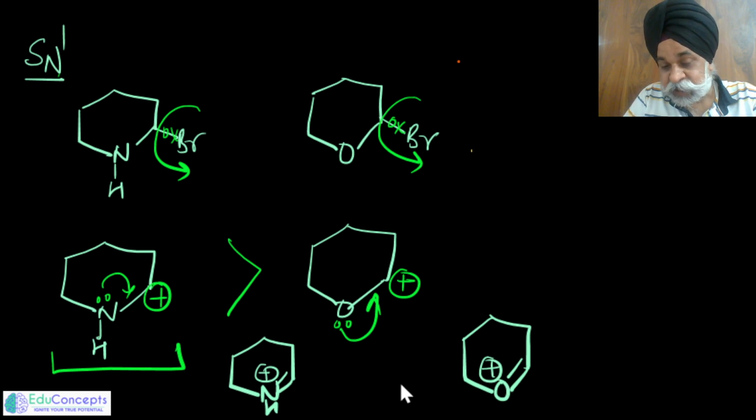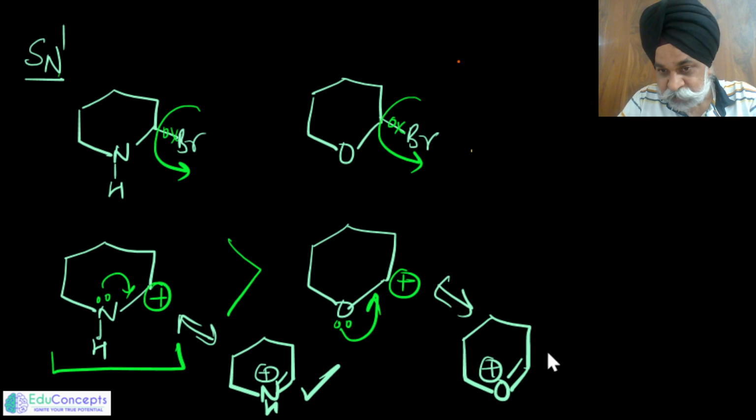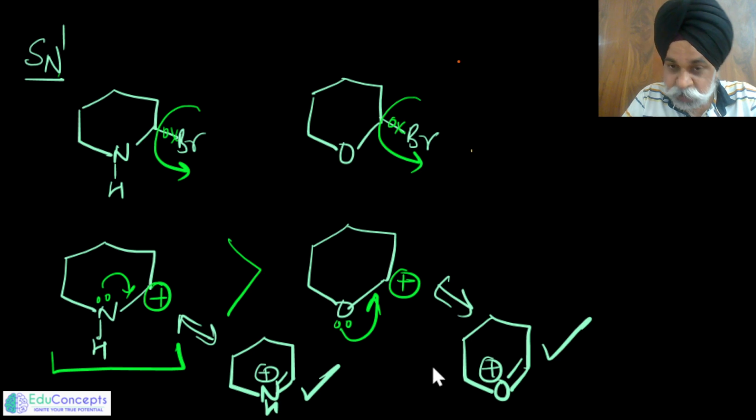Both of these are quite stable resonating structures. If somebody asks you which of these is more stable, I will say this is more stable. Out of these two, again this is more stable because the octet is complete. Although the electronegative element is carrying a positive charge, still the octet is complete. So both of these entities are more stable than their respective carbocations.